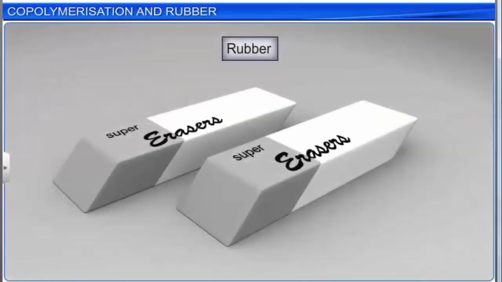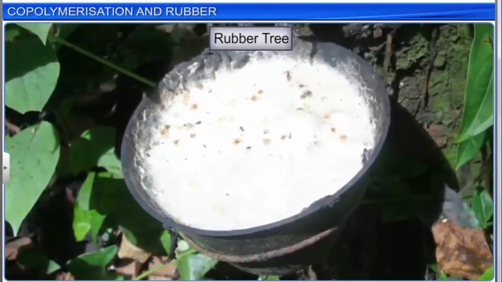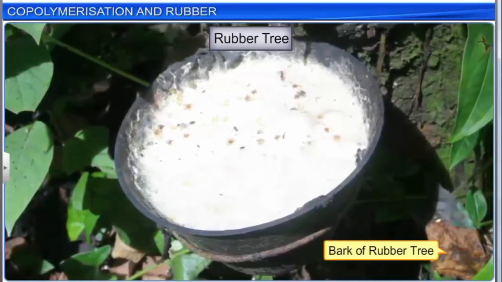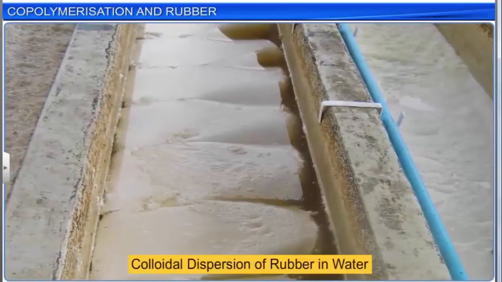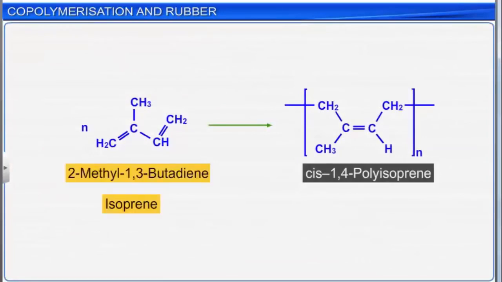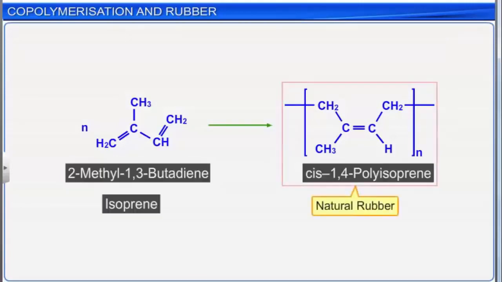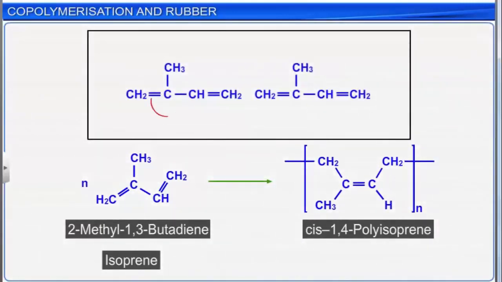Let us now study rubber and elastomer in detail. Natural rubber is a polymer with elastomeric properties. It is obtained from the bark of the rubber tree in the form of latex. Rubber latex is a colloidal dispersion of rubber in water. Isoprene, 2-methyl-1,3-butadiene, polymerizes to form cis-1,4-polyisoprene, which is natural rubber. Thus, natural rubber is a linear polymer of 2-methyl-1,3-butadiene.